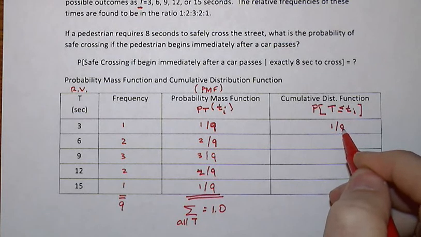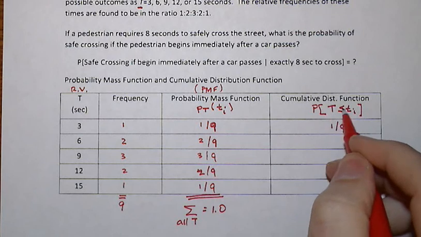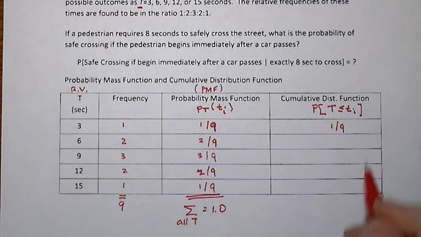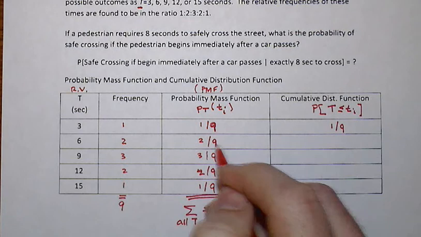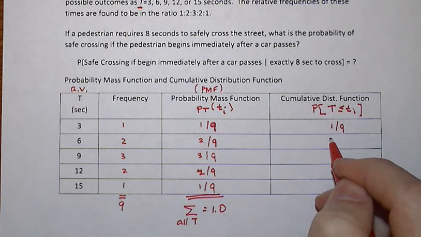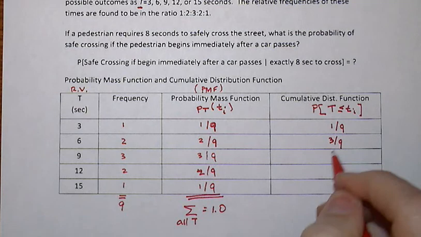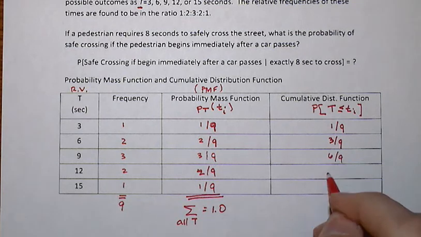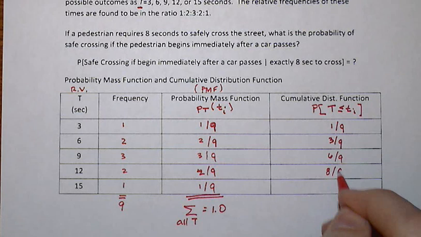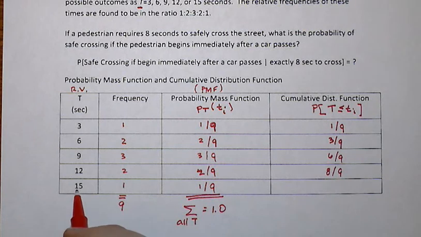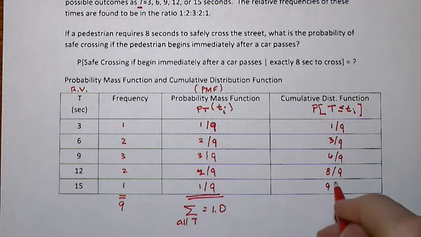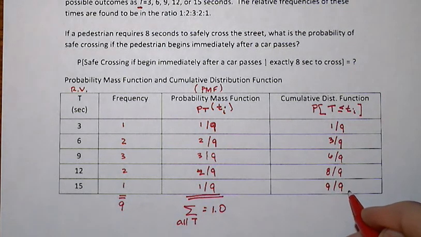Right? So go to the next one, the probability that our random variable is less than or equal to 6 seconds. Well, that would be 1/9 plus the 2/9, so a total of 3/9. And we're going to continue to add this up. We go up to 6/9 and then 8/9, and we get to the last possible outcome, and that has to be numerically equivalent to 1. Right, that's how the cumulative distribution function works for a probability mass function.